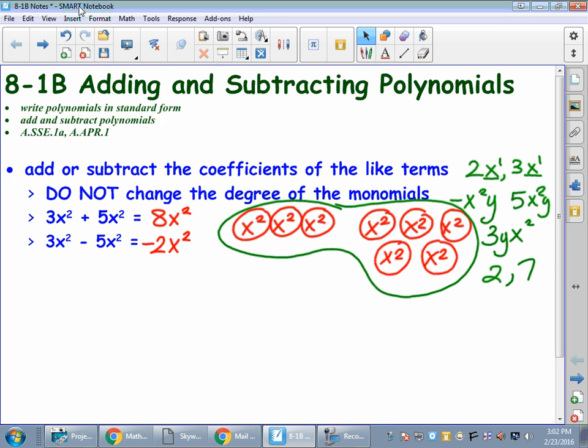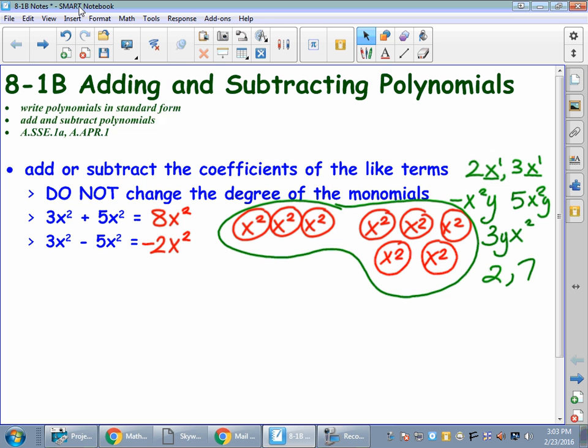X squared just represents an amount. We don't know what that amount is, but it doesn't change. It doesn't become x to the 4th. We are not multiplying these things. I think of it like you're sweeping them into a pile. And we talked about birds of a feather, so I have 3 birds flying over here. I have 5 x squared birds flying over here. I have a total of 8 x squared birds flying.